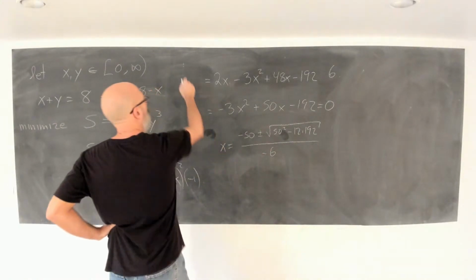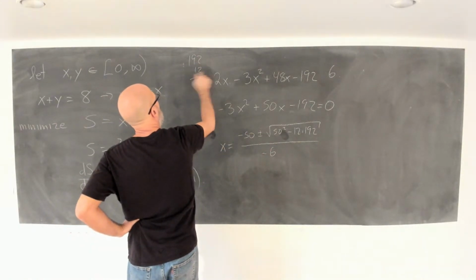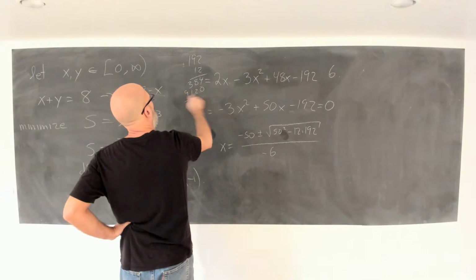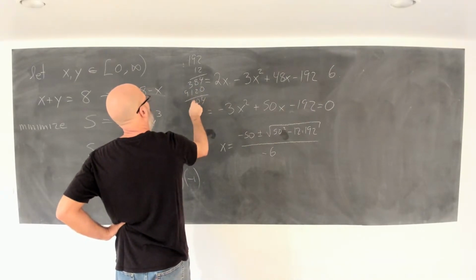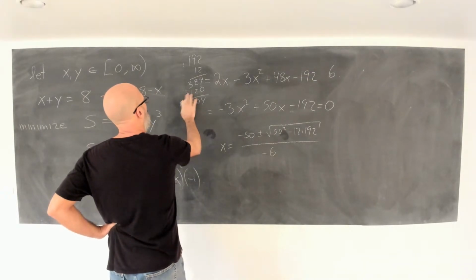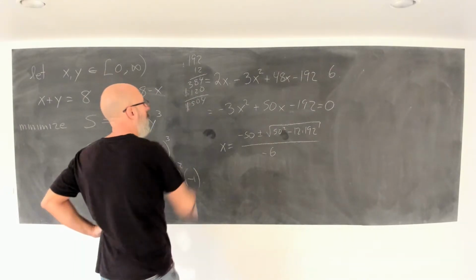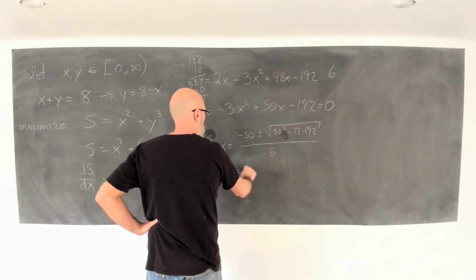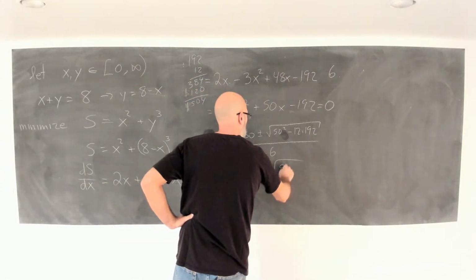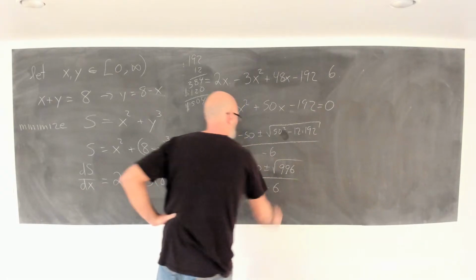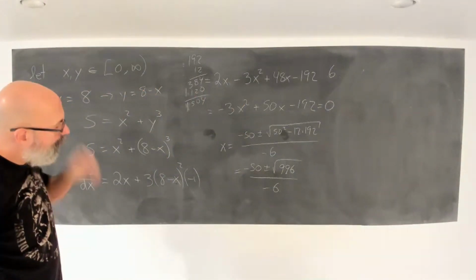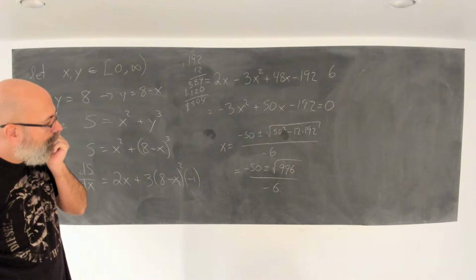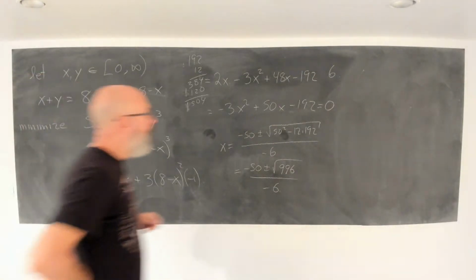And what is that? 192 times 12. What is that? That's the one. 1504 minus 2500, so that's 996. Is that correct? What is that? $996.